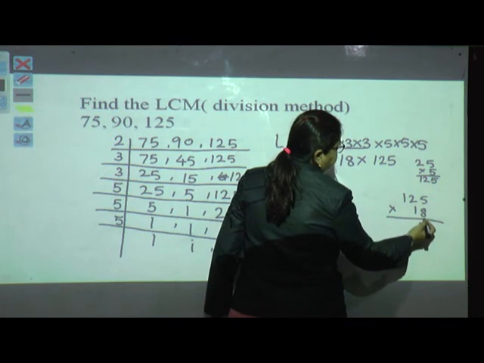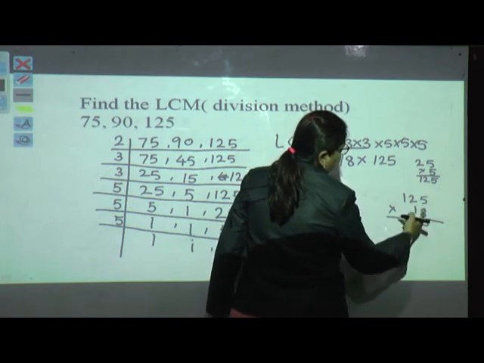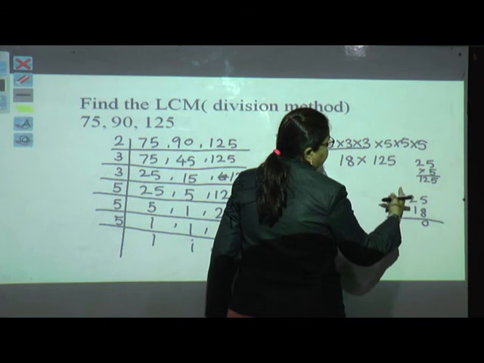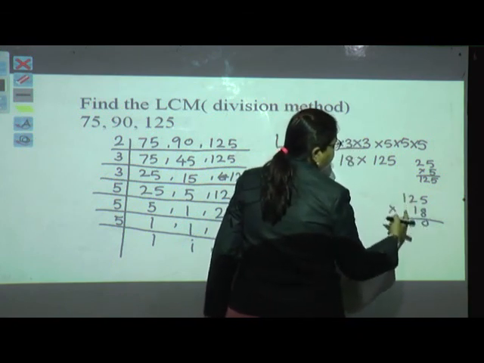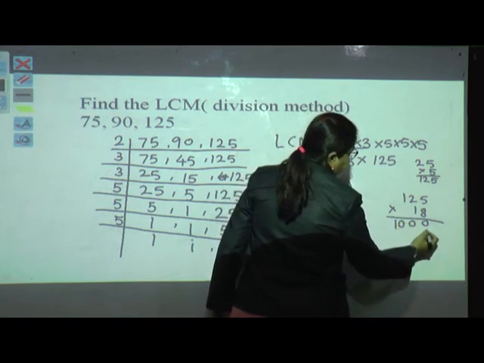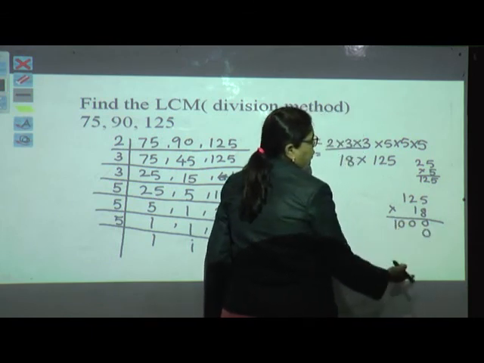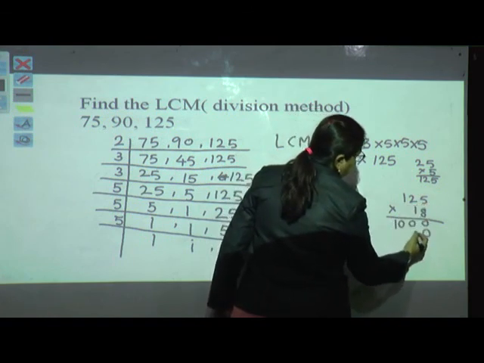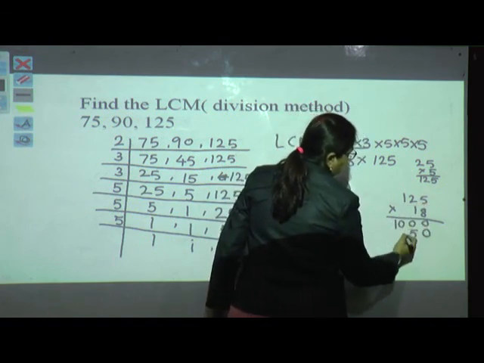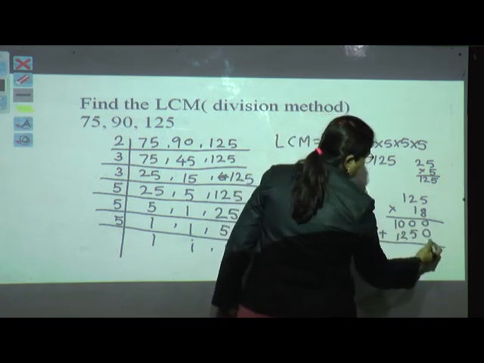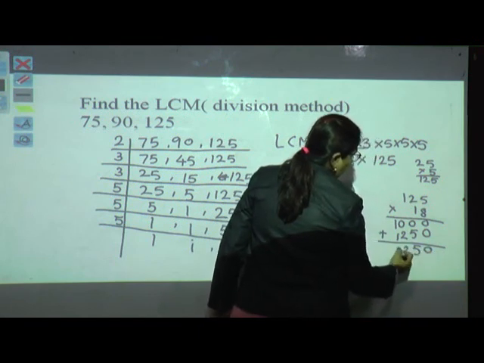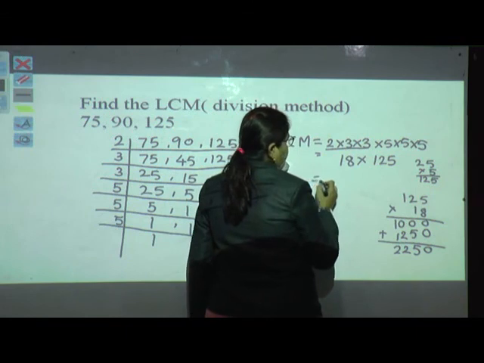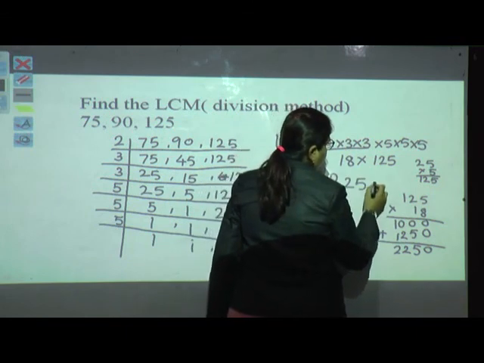8 5s are 40, 4 is carry, 8 2s are 16, 17, 18, 19, 20, 2 carry, 8 1s are 8, plus 2 is 10. Put 0 here, you can put a cross. Here will be 5 1s are 5, 2 1s are 2, and 1 1s are 1. Do the addition of this. This will be 0, 5, 2 and 2. So what is the LCM? 2250.